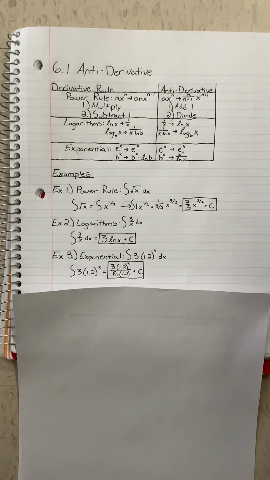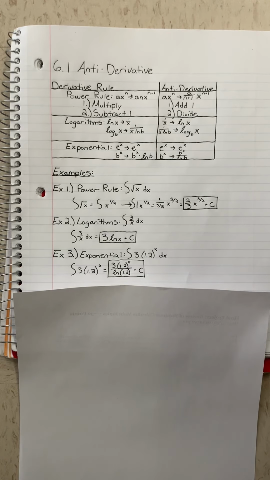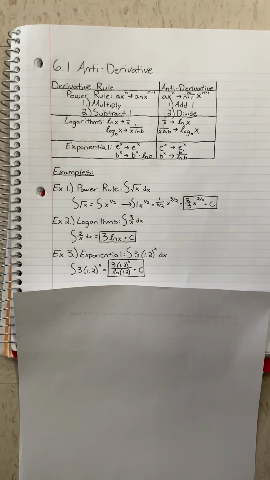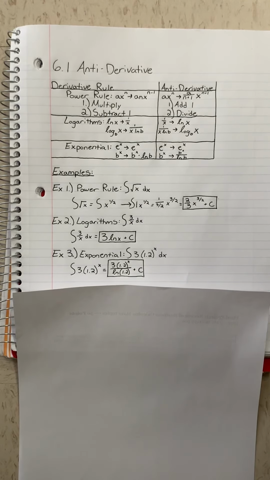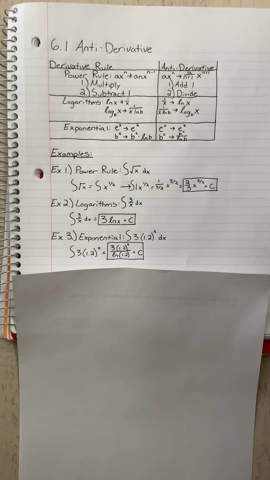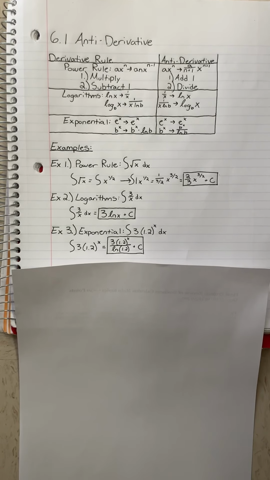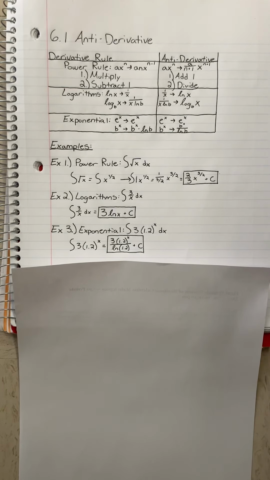So just to go back through everything, we have the antiderivative of the power rule: instead of multiplying and subtracting 1, you add 1 and then divide. For logarithms, the natural log of x yields 1 over x, which turns into 1 over x yields the natural log of x. Also, log base b of x yields 1 over x natural log of b, and instead, 1 over x natural log of b yields log base b of x.